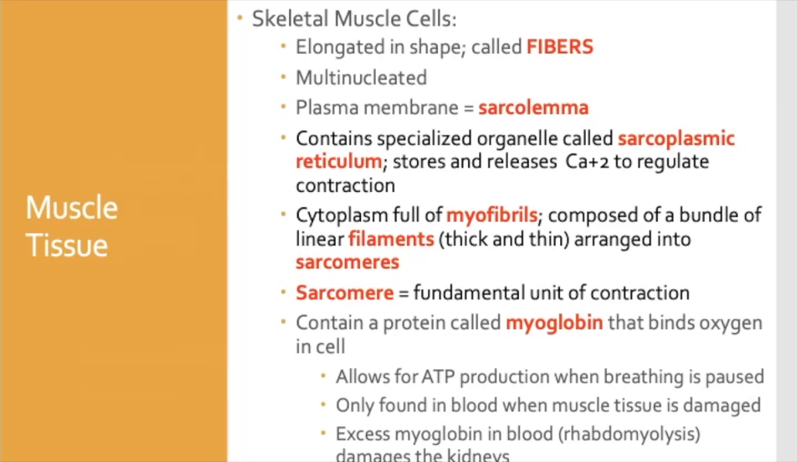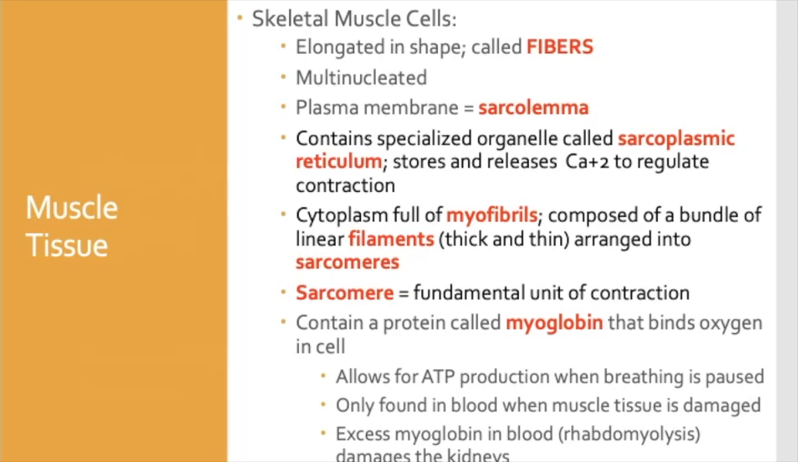The other thing that makes these cells particularly unusual is that they are multinucleated. We talk in the lecture about how skeletal muscle fibers are formed during fetal development. It involves the coming together of several individual cells to create the one skeletal muscle fiber, and that's why it has multiple nuclei.